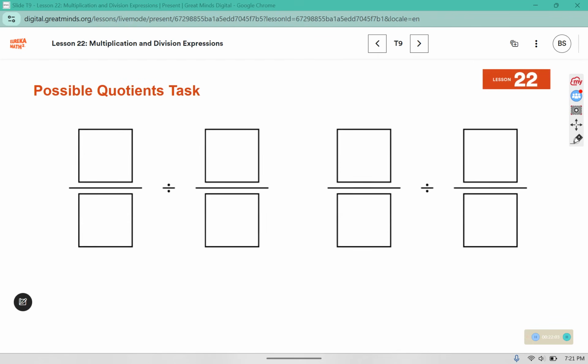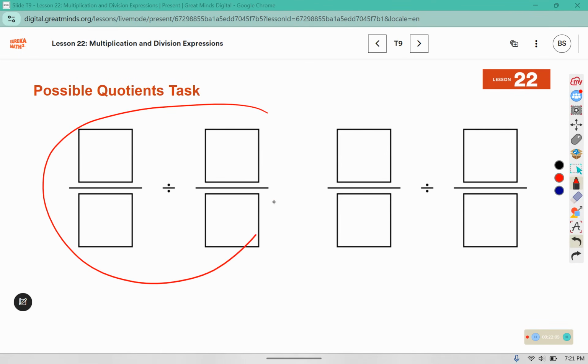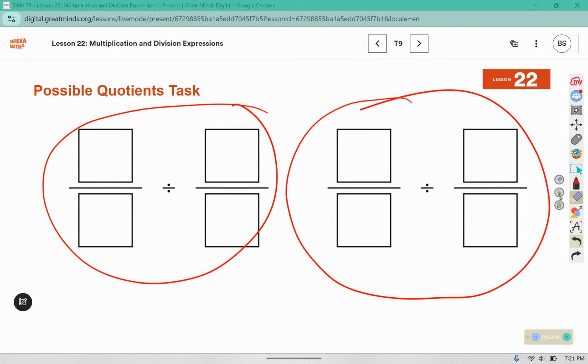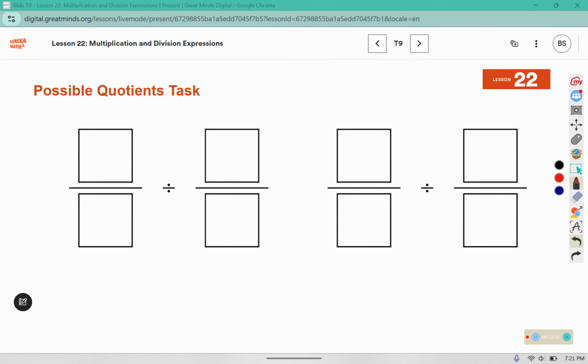You're going to find one quotient that is the smallest using the numbers 1 through 9, and one quotient that is the biggest. But keep in mind you don't get to reuse the same number. So you can't do like 9 and 9 here and a 1 and 1 here. You have to use 4 different numbers between 1 through 9. Give it a try and see if you can come up with something else.